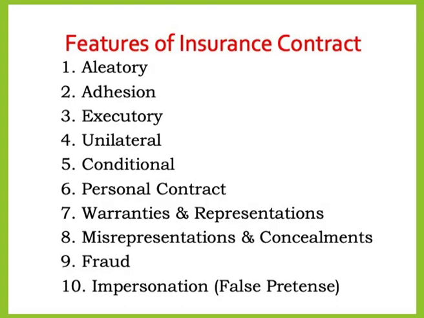To sum up very briefly all these features, first we said aleatory. It means that somebody may receive more than what somebody gives up. Executory, where we said both the parties have to execute all the terms and conditions. Adhesion, where the insurance company draws up the entire contract and tells you take it or leave it. Unilateral, where one party has to execute all the duties, roles and responsibilities of the contract.